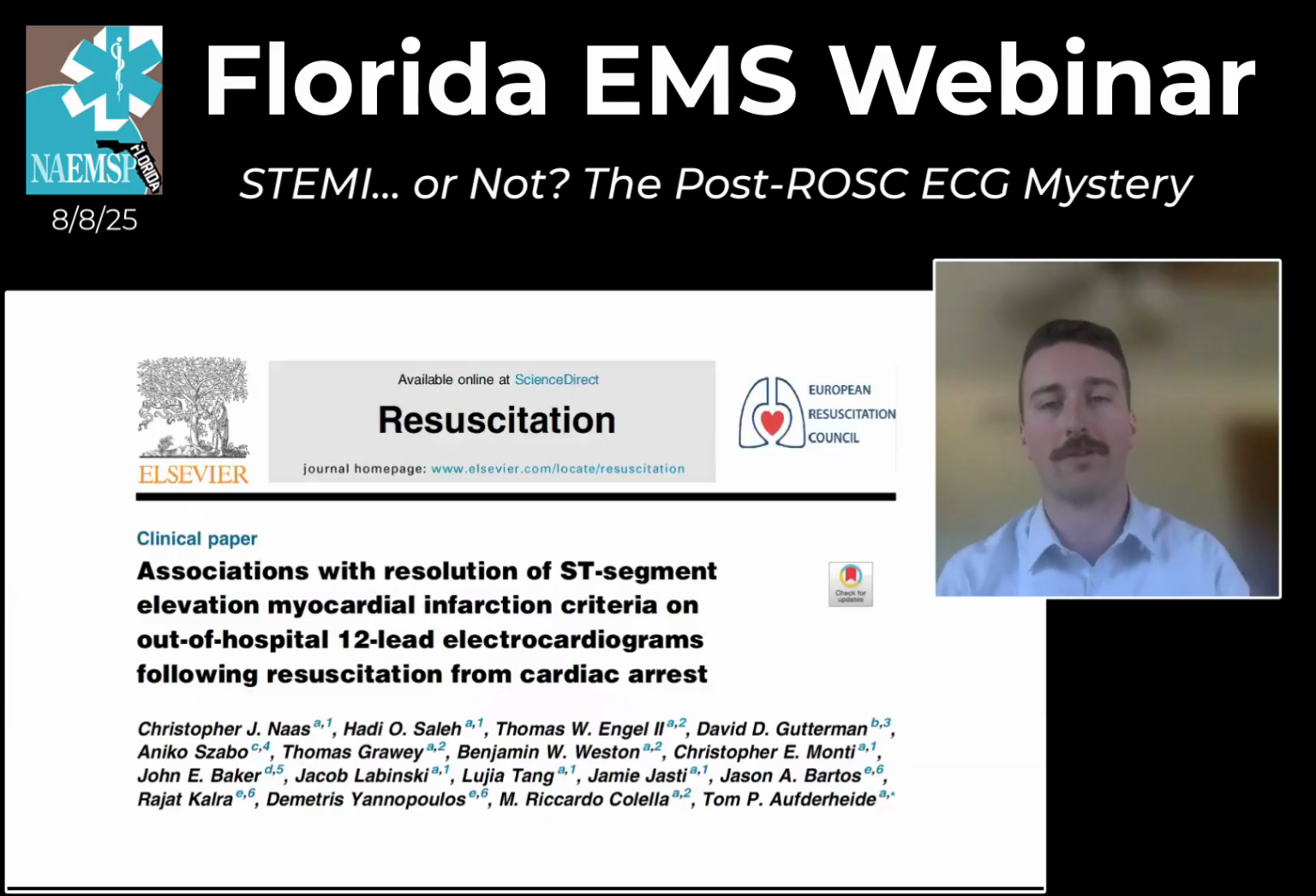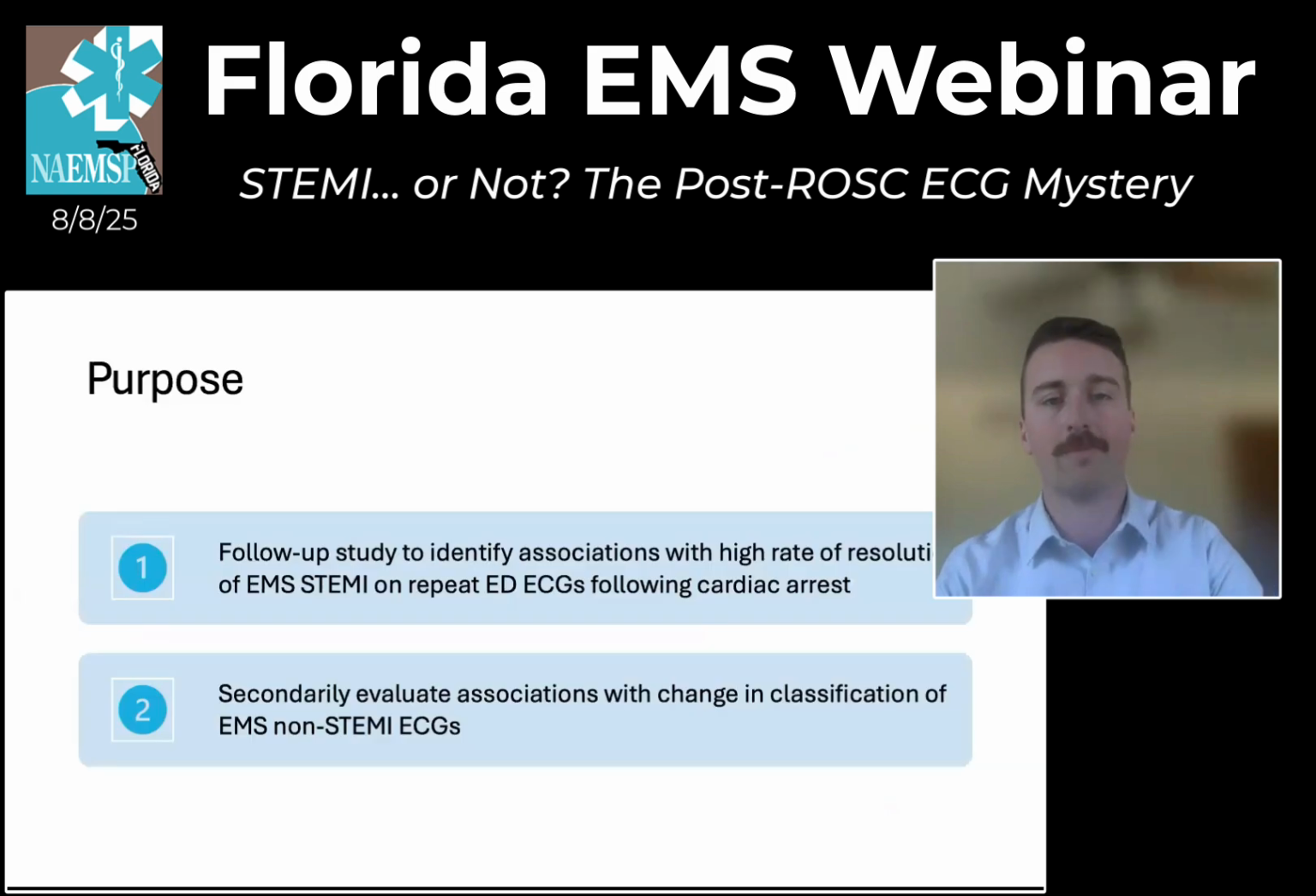These are all of my co-authors here listed that informed our next project that we'll talk about. So the primary purpose of our subsequent study was to really identify any associations with this high rate of resolution of STEMI on repeat emergency department EKGs following resuscitation from cardiac arrest. The STEMIs were really our main focus, but secondarily, we also wanted to see if there were any associations we could identify related to any changes in ischemic classification of out-of-hospital non-STEMI EKGs.